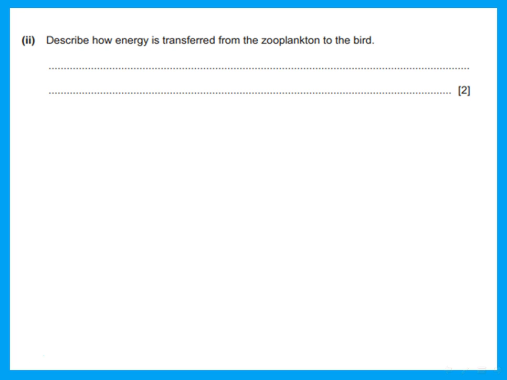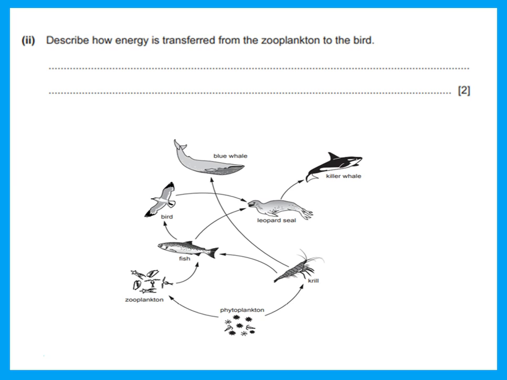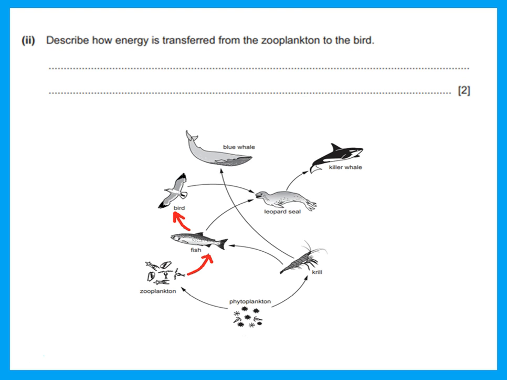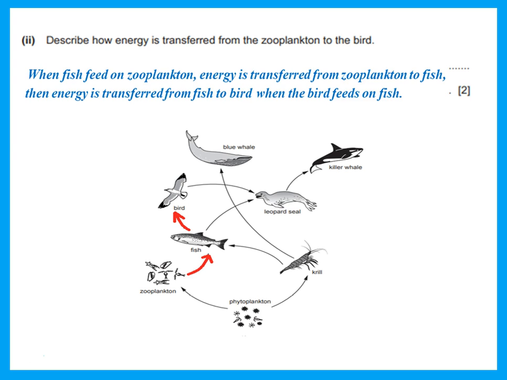Describe how energy is transferred from the zooplankton to the bird. Where's the zooplankton? Can you see that? Going to the bird. Where's the bird? You're going through zooplankton to fish to bird. How is the energy transferred? By feeding. Remember, when the fish feed on zooplankton, the energy is transferred from the zooplankton to the fish. Now, when the bird feeds on the fish, then the energy is transferred from the fish to the bird.